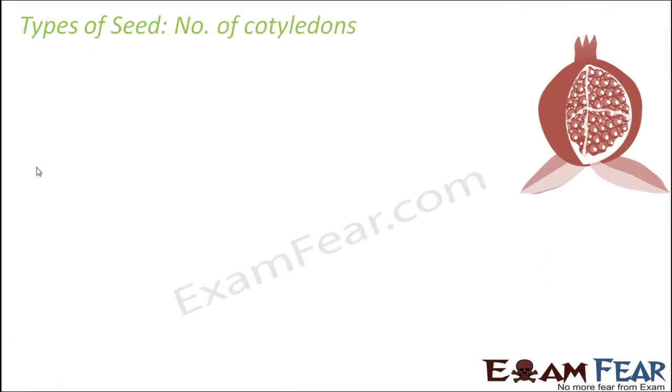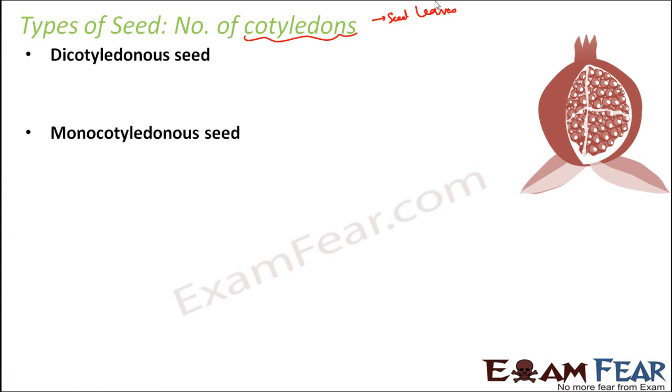Now let us look at the types of seed based on the number of cotyledons. Just now I was talking about cotyledons, which are nothing but the seed leaves. They are of two types, dicotyledonous seed and monocotyledonous seed. Di means two and mono means one. So a seed with two cotyledons is a dicotyledonous seed, whereas a seed with one cotyledon is a monocotyledonous seed.